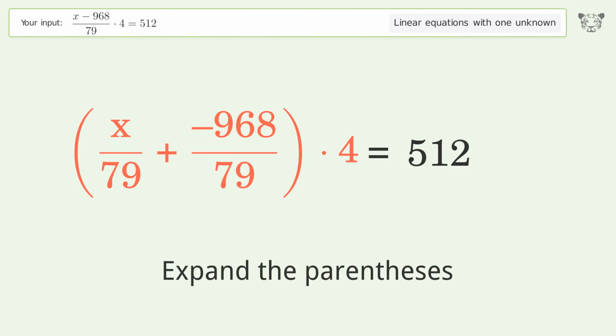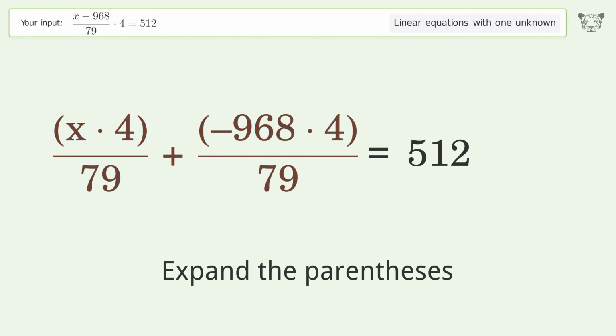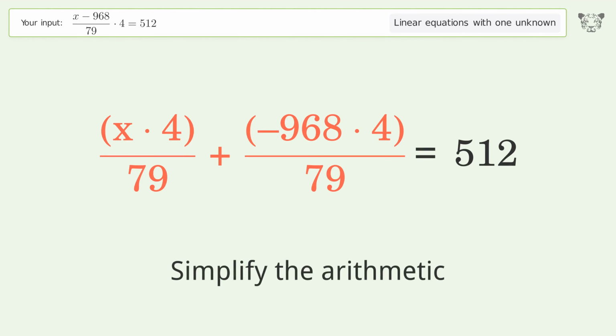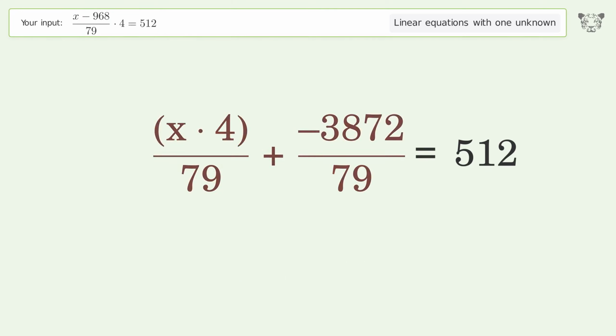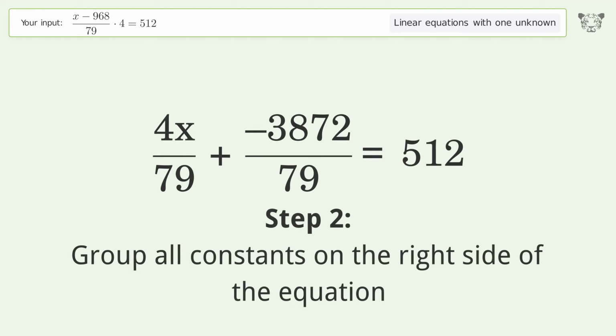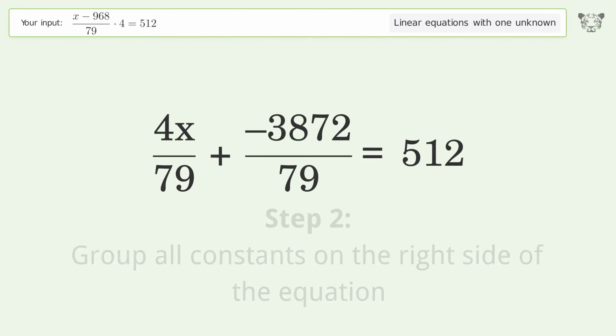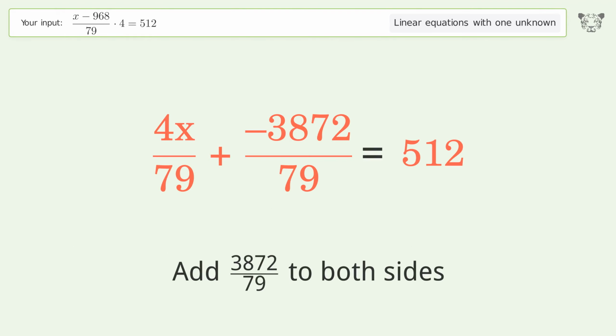Expand the parentheses. Simplify the arithmetic. Group all constants on the right side of the equation. Add 3,872 over 79 to both sides.